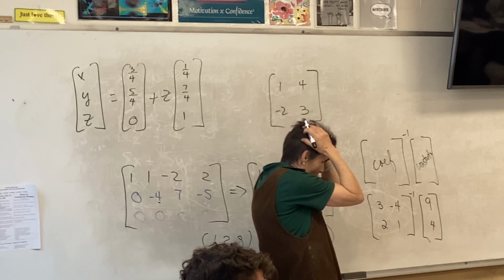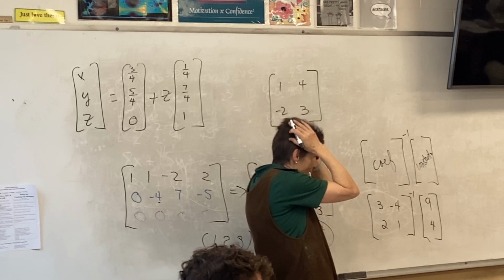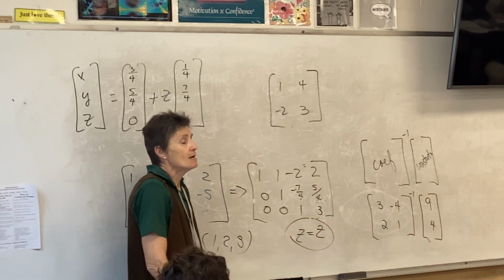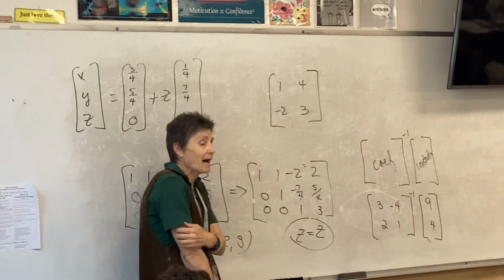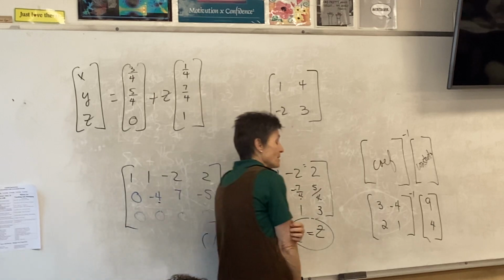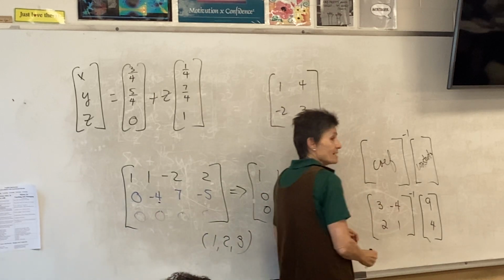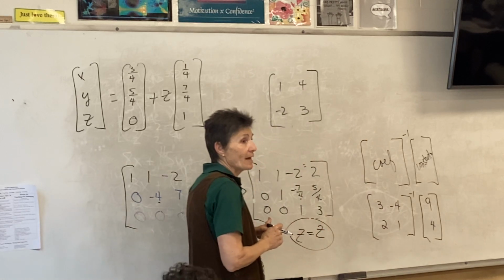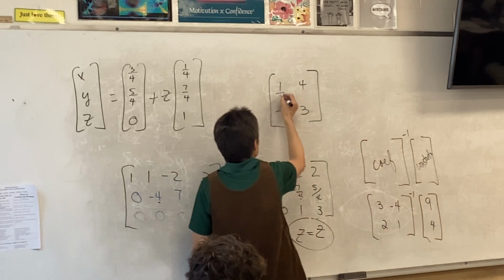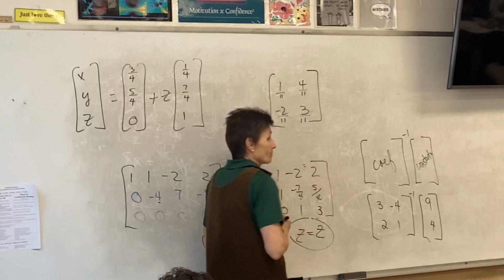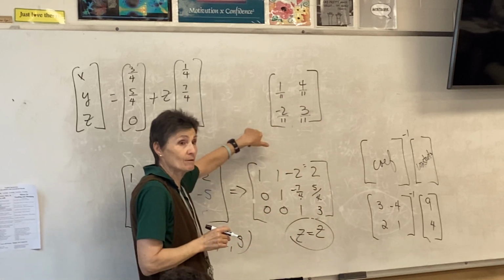It's 11. The determinant is 11. Oh, you guys, you've got to be able to find the determinant of a 2 by 2 because it happens in a lot of things. So 3 minus negative 8, that's 11. So each of these numbers is going to get divided by 11. That's the inverse.